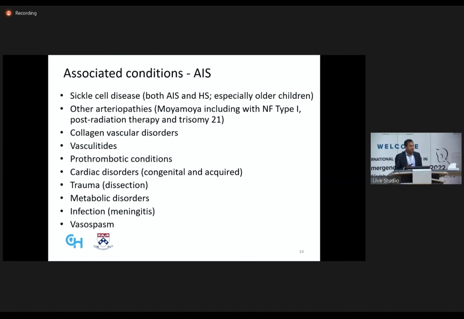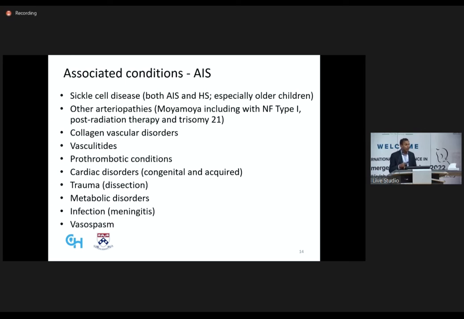Just to go over the associated conditions, because we've been talking about that pretest probability, right? So if you have any of these conditions, your pretest probability of stroke goes up a little bit. So if a patient presents with those manifestations, then you'll be a little bit more concerned. And what are these conditions for arterial ischemic stroke? Sickle cell disease. Remember, we'll talk about sickle cell disease for hemorrhagic stroke as well. So sickle cell disease predisposes both to ischemic stroke as well as to hemorrhagic stroke.